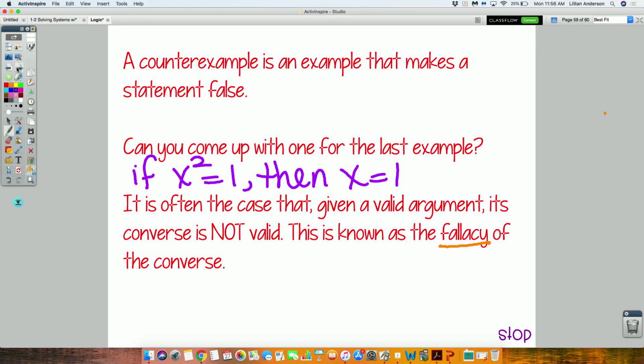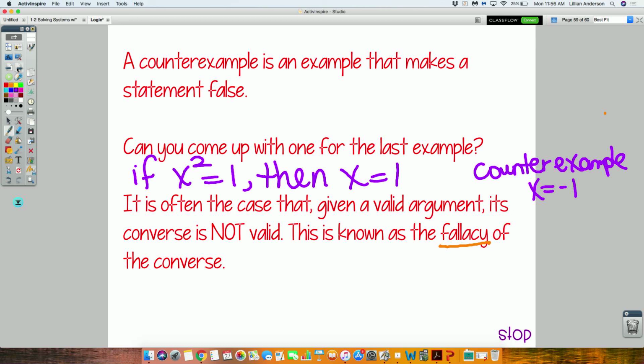Say what? -1. A counterexample would be -1. Think about what's -1 squared? 1, right? -1. All right. Did you guys understand counterexamples? Make sense? Cool. All right.